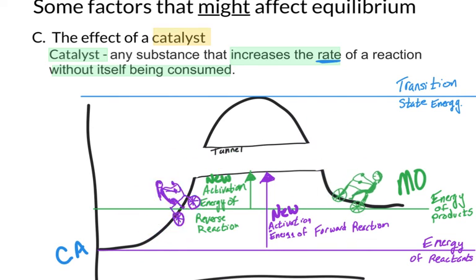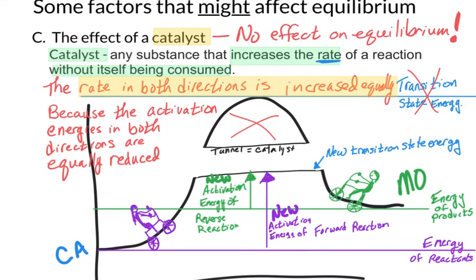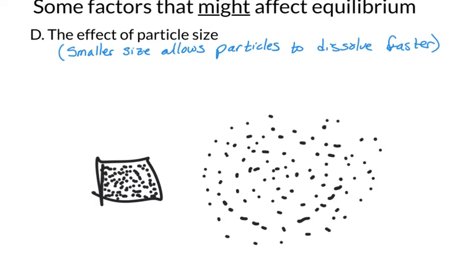What this means is that by adding the catalyst, we're increasing the rate of the forward reaction, but we're also increasing the rate of the reverse reaction, which means there is no overall difference in the forward and reverse reactions. And that means that there is no effect on the equilibrium by adding the catalyst. The equilibrium will remain the same even in the presence of a catalyst.